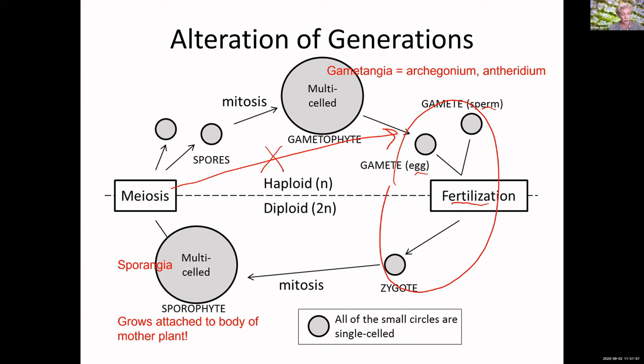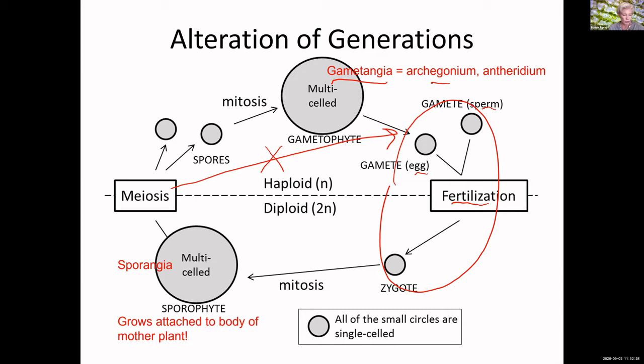It's going to have structures, body organs, that produce those eggs or sperm called gametangia. And in our ferns and our mosses, those gametangia are going to have the names archegonium and antheridium. The archegonium, which has egg in the word, is going to make the eggs, and the antheridium is going to make the sperm. So those are similar to ovaries and testes.